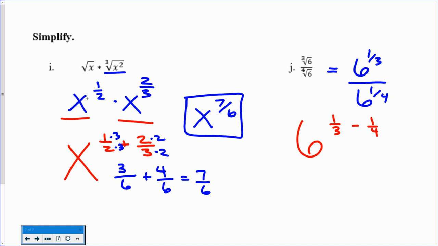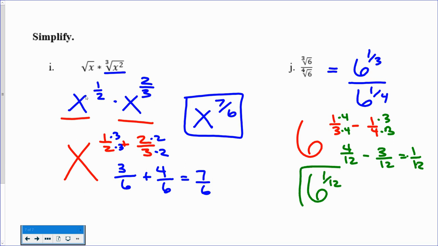Once again, I'll need to get a common denominator. So I'll multiply this denominator by 3, that denominator by 4, so I get 12 as the common denominator. Do the same to the top and bottom. So then I get 4 twelfths minus 3 twelfths is 1/12. So 6 to the 1/12 power would be my answer. If you wanted to write it as the 12th root of 6, both are fine, both are considered simplified, up to you.